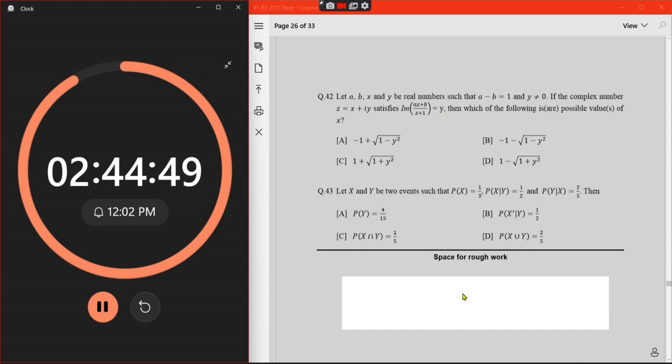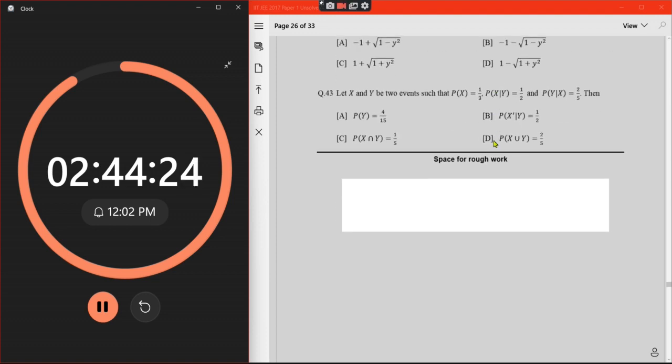Wait, are you sure? Oh yeah, it should be y squared, because negative y square I guess. Yes, it's y square over there, and that's just y over there. Yeah, just 1 minus y square. So this works, and A works and B works, I guess. Yeah, so A and B.